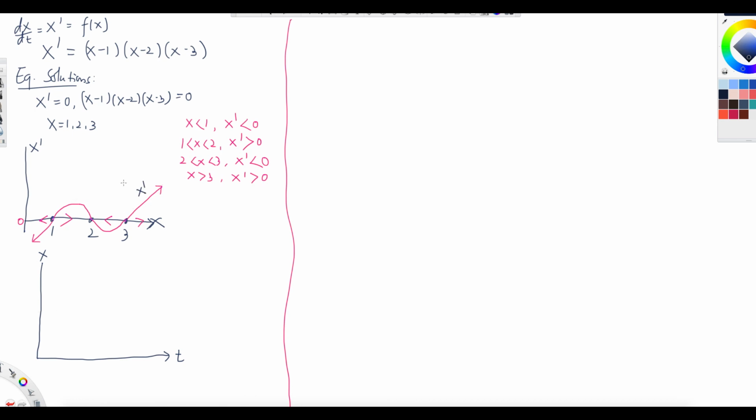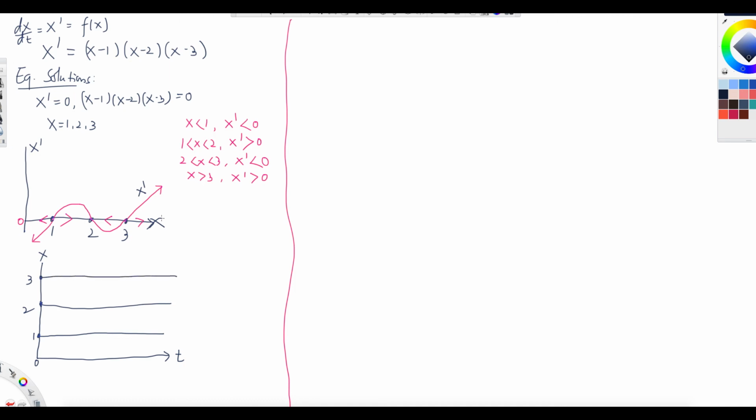So this is x equals 1, this is, let's say, x equals 0. Okay, x equals 1, x equals 2, and x equals 3. At these 3 points, x prime is 0. What do you mean by x prime 0? Derivative 0 means the function does not change, right? The function is constant there. So when the derivative x prime is 0, then x is constant. Let me draw a constant line for that. So these 3 lines are constant solutions. These are the equilibrium solutions there.